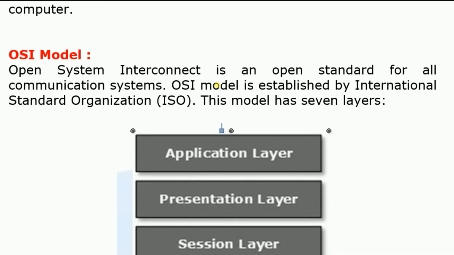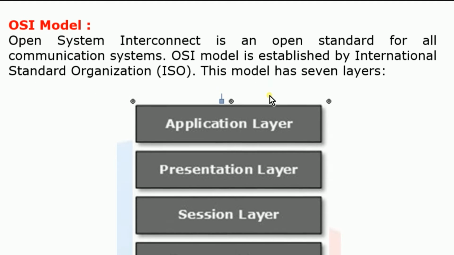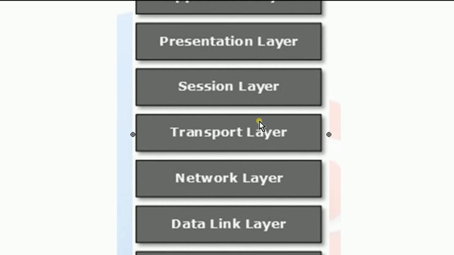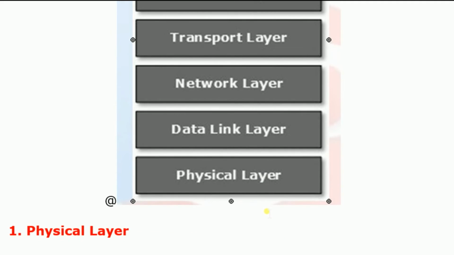And the OSI model, Open System Interconnect. The OSI model is established by ISO, and this model has 7 layers. Earlier we have seen the TCP/IP model, which has 5 layers, but the OSI model has 7 layers, and up to layer 4 both are the same. Only the 5th layer is changing a little bit. So we will see: application layer, presentation layer, session layer, transport layer, network layer, data link layer, and physical layer.